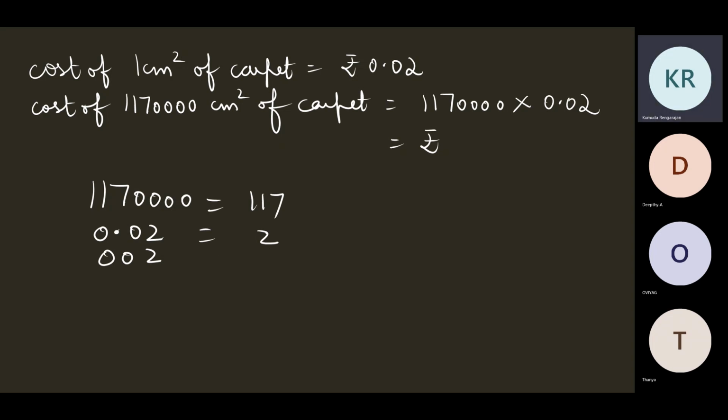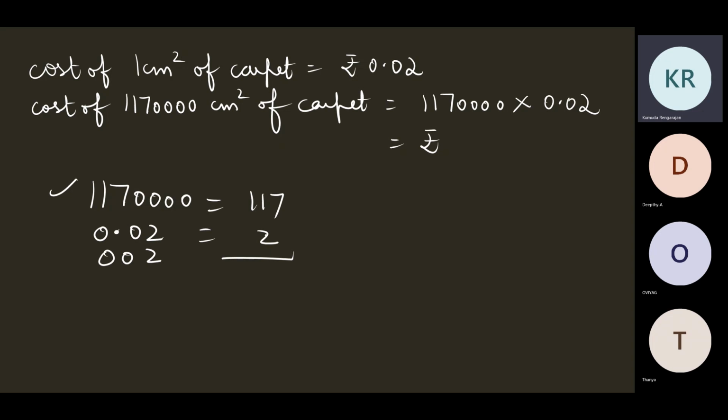You should learn to multiply like this. In this number, 117 followed by 4 zeros, ignore the zeros. Just take 117. And in this number, 0.02, just see the number without the decimal point. It is 002. So what's the value of 002? It's just 2.